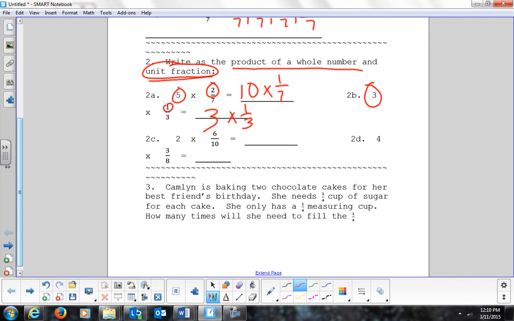Okay, next one for C. 2 times 6/10. What is my unit fraction for 6/10, Terry? Unit fraction for 6/10 is 12 times. Nope. What is my unit fraction for 6/10? Nope. It's something I need to have with a 1 on top. 1 over what? 1 over 10.